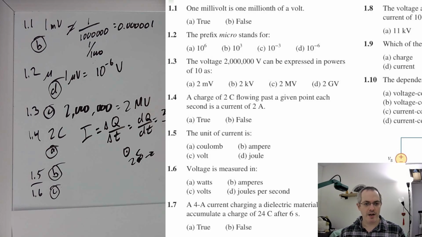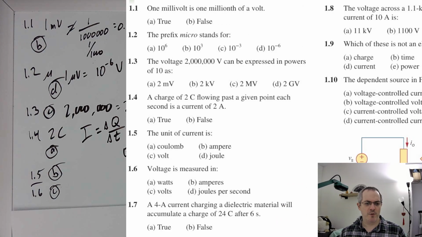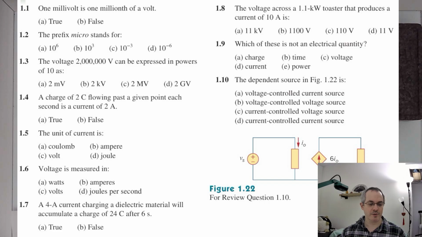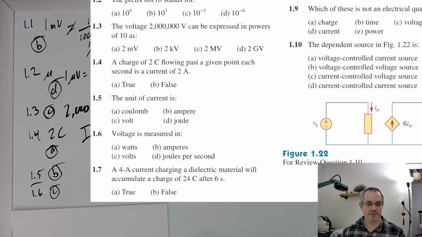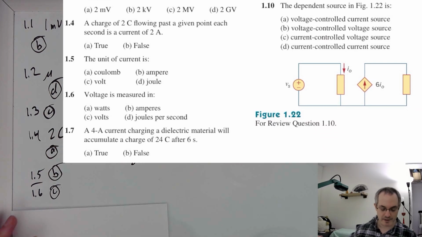All right, 1.7. A 4 amp current charging a dielectric material will accumulate a charge of 24 C after 6 seconds. True or false? Oh boy. All right, so let me, if I move it over there, I won't be able to see it either. What dastardly situation have we found ourselves in? Let's move it right there.